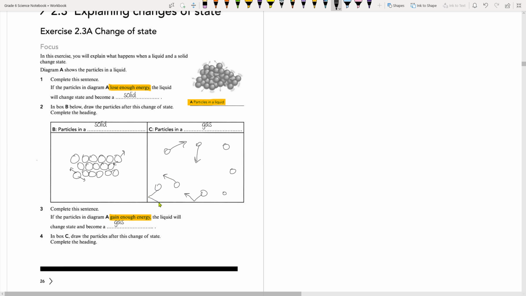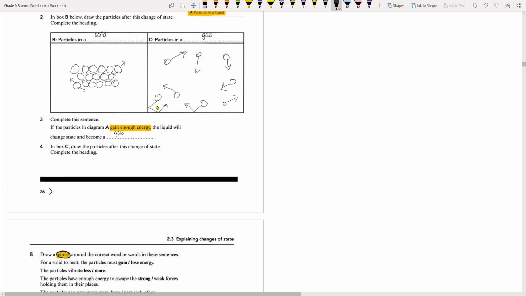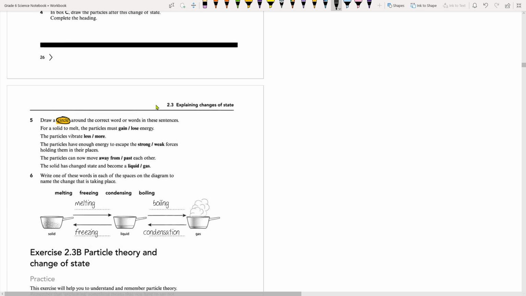So this is how you can depict them, right? Just to display what a gas is supposed to look like. Okay. Now, if the particle has gained enough energy, liquid changes into a gas, right? From here, it will turn into gas. If you cool it, it will turn into a solid, right? We have done all of this in class. I'm just quickly going through the options so that anyone who's not done this should be able to do this, right? Draw a circle around.